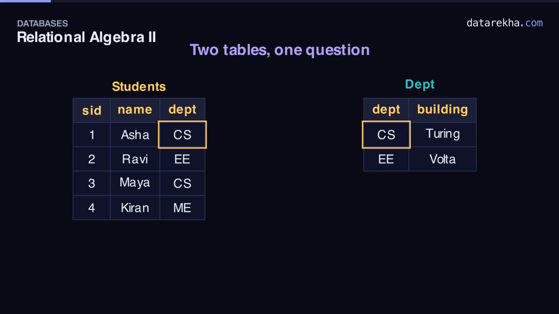The left knows Asha is in CS. The right knows CS is in Turing. The answer lies across the gap between them. To bridge that gap, we glue matching rows together into one wider row. That gluing is the join, the operator that finally makes relational algebra useful. Let's see exactly how it works.